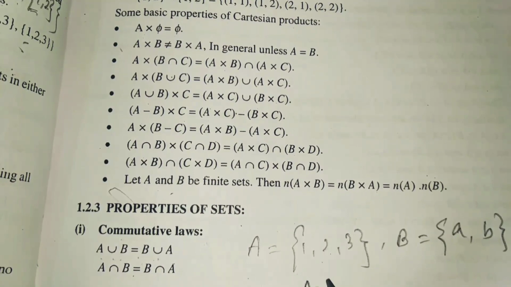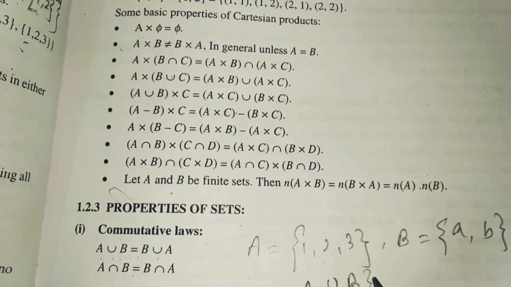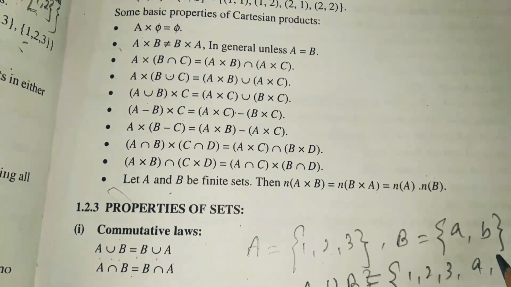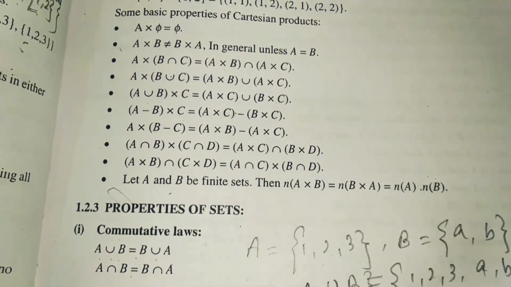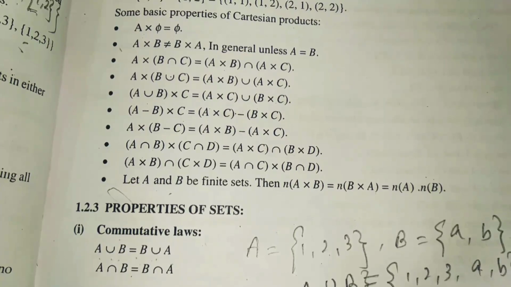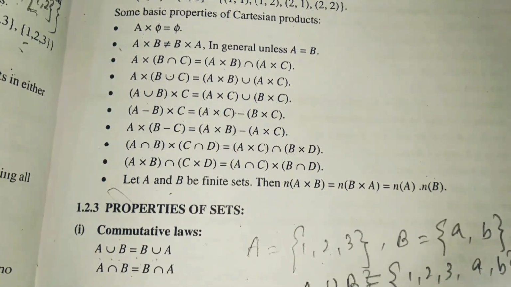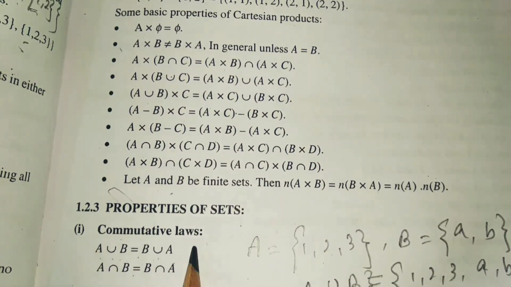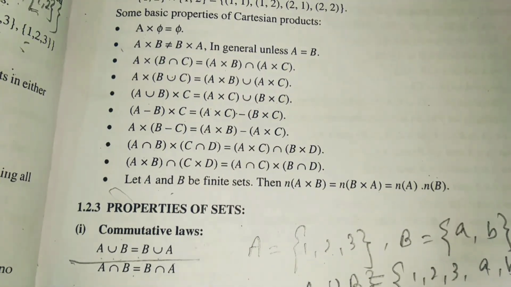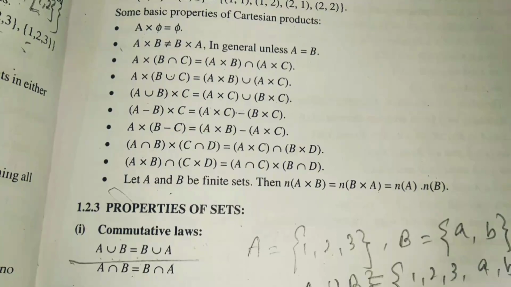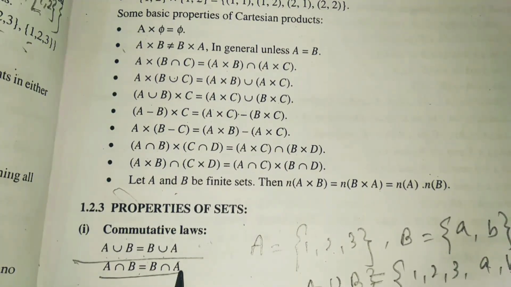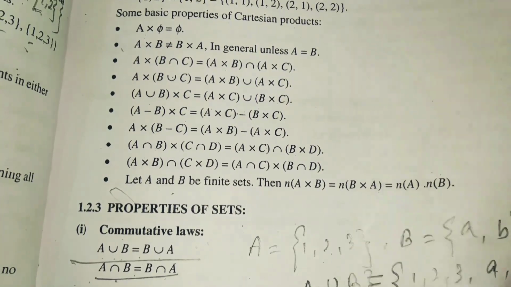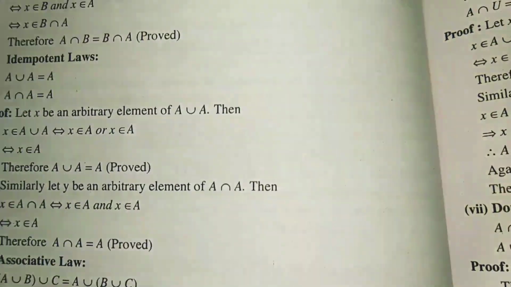So that A union B is equal to 1, 2, 3, A and B. And if we write B union A, then also it is 1, 2, 3, A and B. So this is the commutative law, which always holds for the union of two sets. Similarly, for the intersection also the commutative law holds. That means A intersection B is equal to B intersection A.